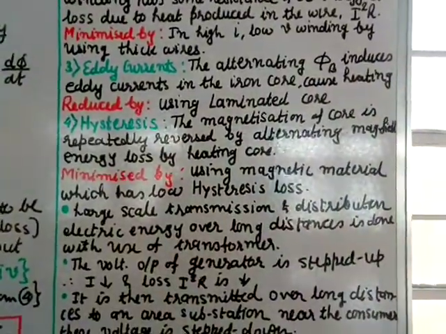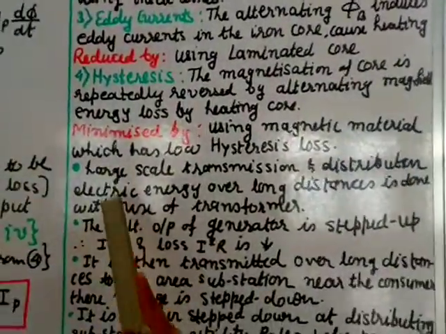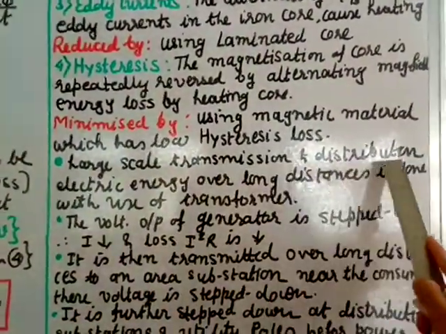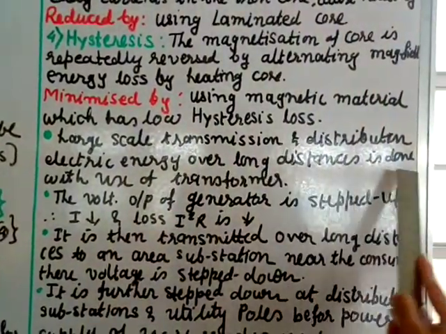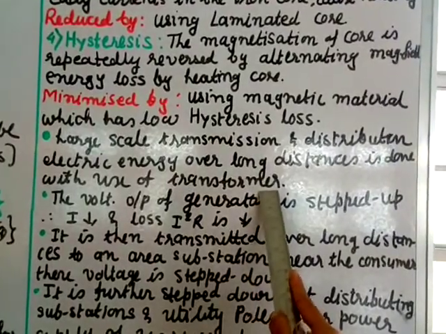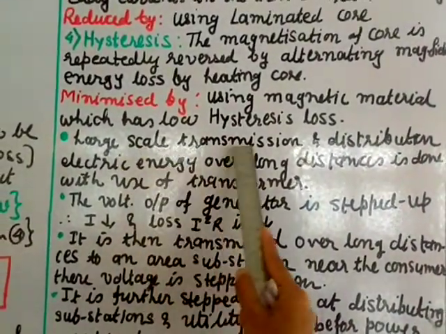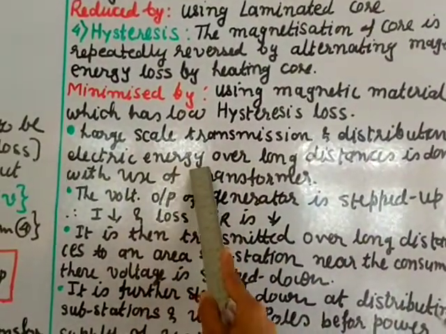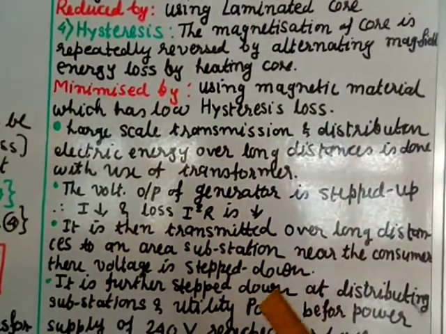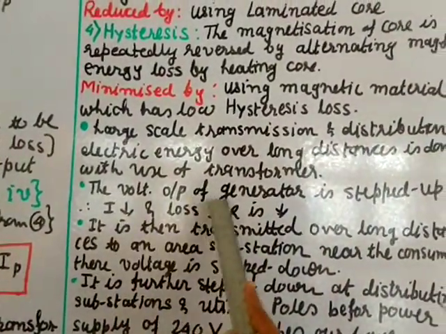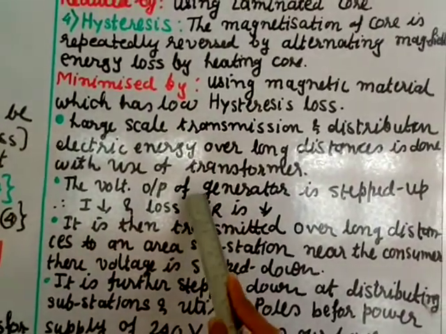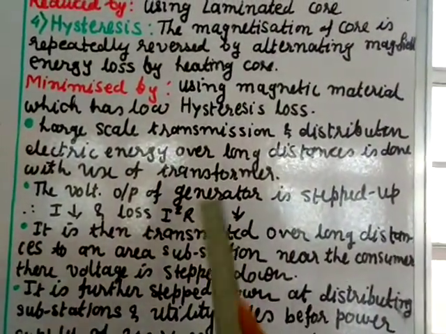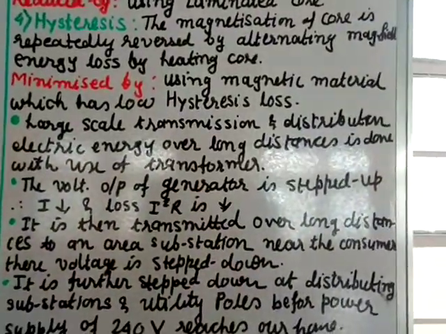Next we have how and where transformers are used. Large scale transmission and distribution of electric energy over long distances is done with the use of transformers. How is it done? The voltage output of the generator is stepped up, therefore current is decreased and the loss of energy, that is I square R, is decreased. So this is at the generator, or you can say power station.